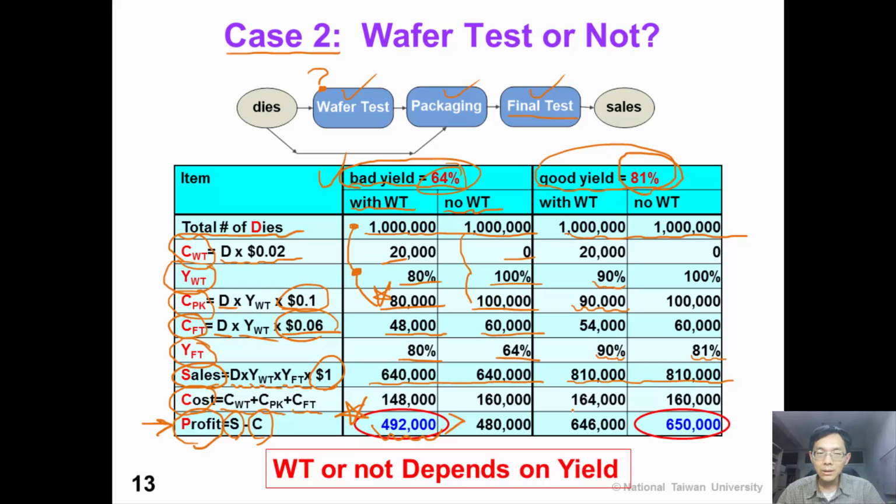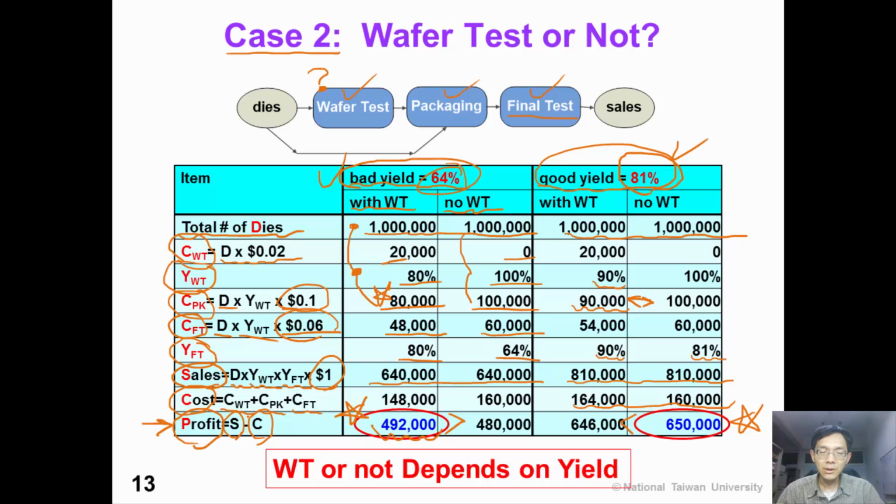But this time, the cost of two cases are pretty similar. In this case, we can see that no wafer test is the winner because the profit is slightly larger than the case with wafer test. So what is the reason? This is because the yield is now pretty good. So the difference in the package cost is very small.